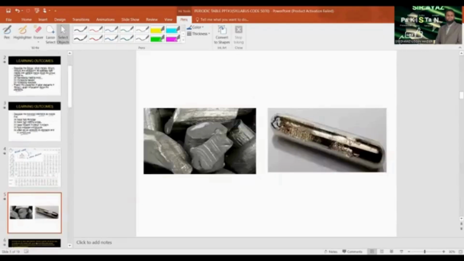So here are snaps of 2 metals from this group. On the left side, you see these are soft metals. This is lithium. And on the right hand side, it's cesium.